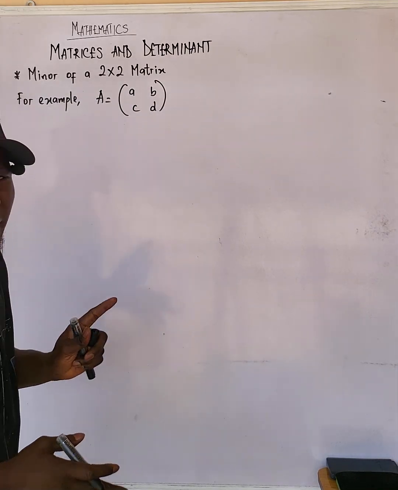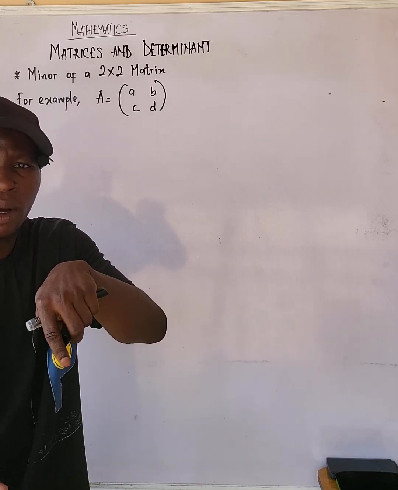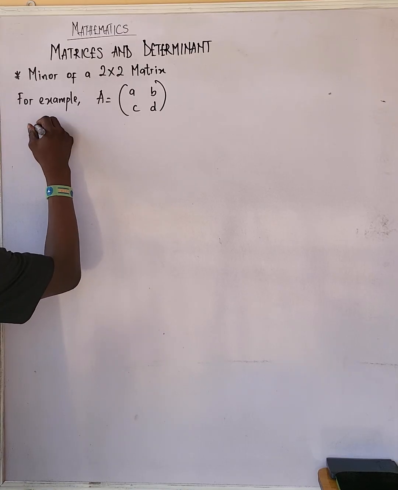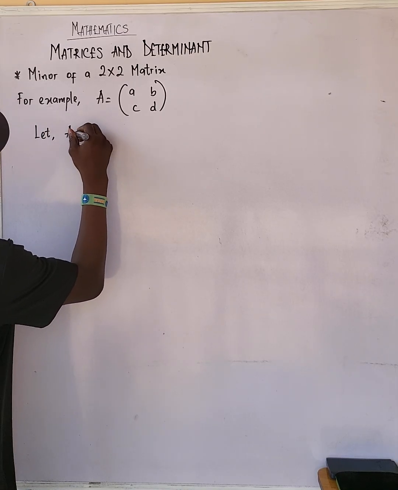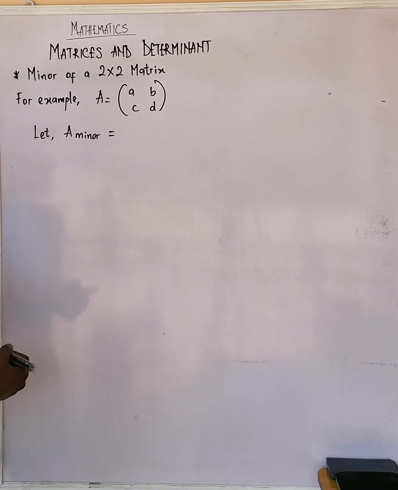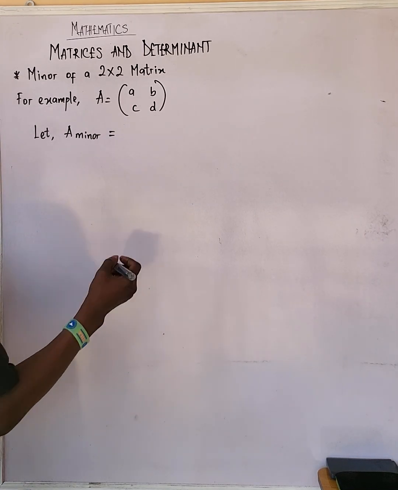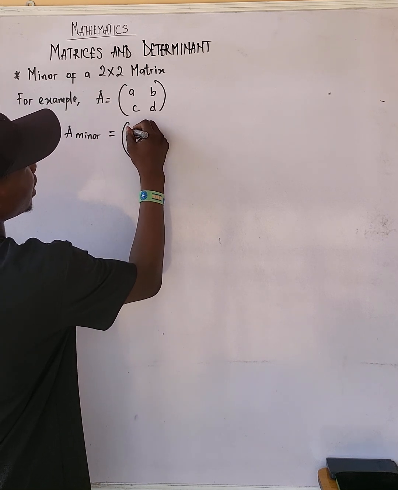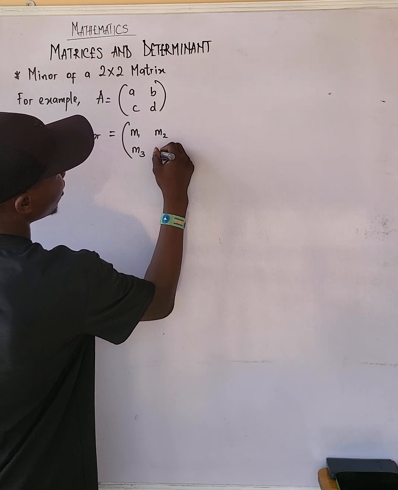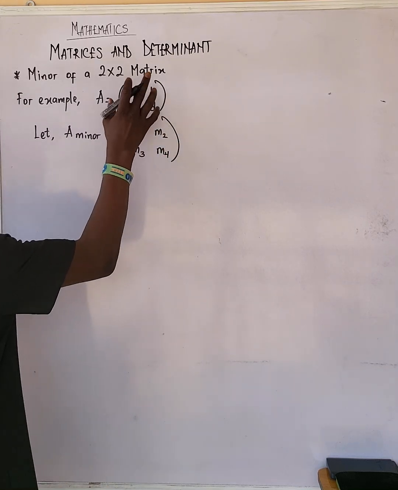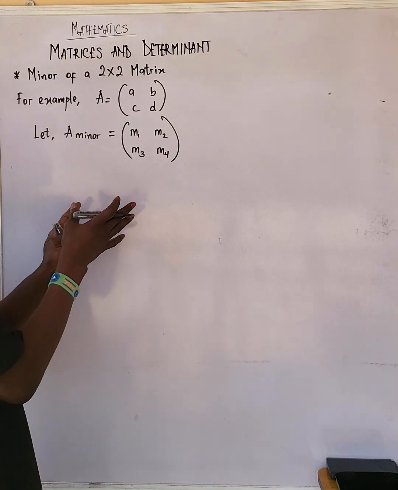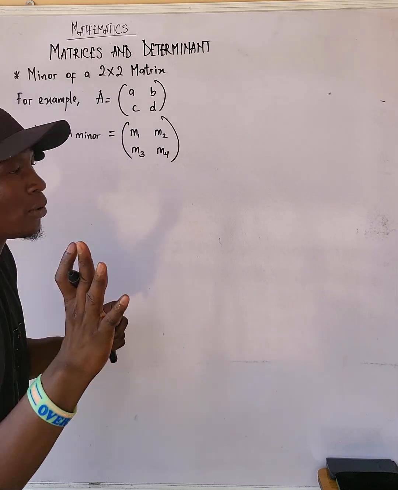Now, let's say we are given a matrix A and you are told to look for the minor. How do you get the minor? Now, this is the matrix we are given. To get the minor is very simple. You just say, let A minor be equal to, let me represent my A minor with something else. So let me use M1, M2, M3, M4. You know, this is a 2 by 2 matrix, 2 rows, 2 columns. So let me represent my A minor to be M1, M2, M3, M4.